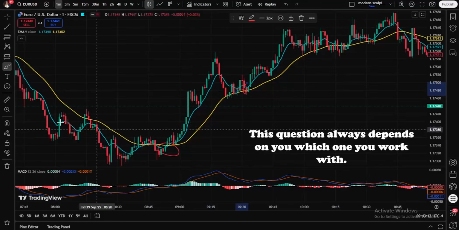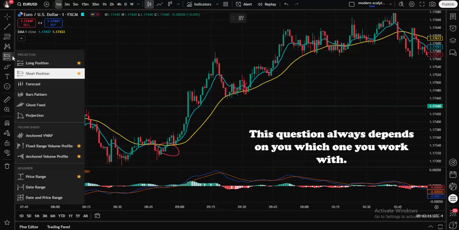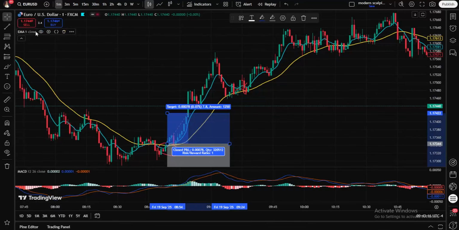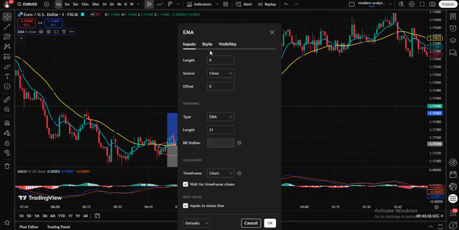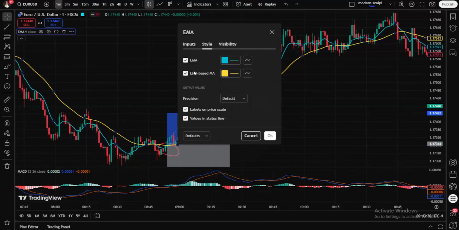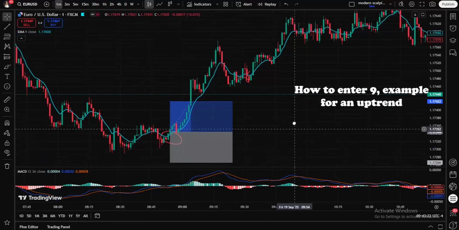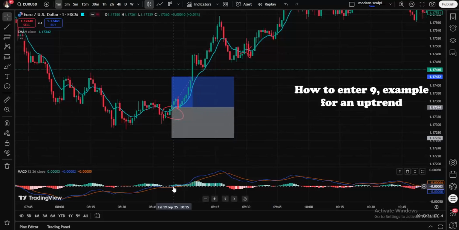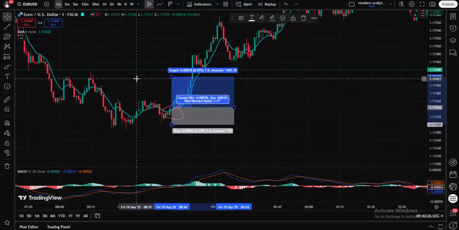Now the question is, which is better? The answer is not simple. It all depends on your personality. If you are a risk taker and like to enter and exit quickly, EMA 9 is for you. But if you are someone who prefers peace and security, EMA 21 is a more logical choice.